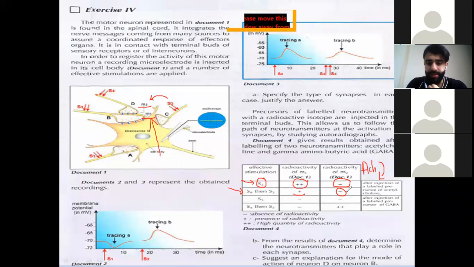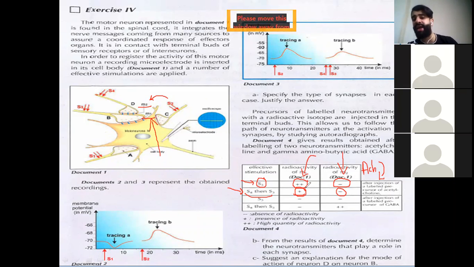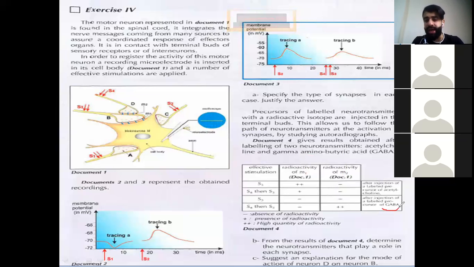Yes. Since in the results, the radioactivity of M2 was absent. So there is no acetylcholine at the level of M2, either with S3 alone or S4 with S3. Why? When we have S3 stimulation, we have a high amount, since S3 is an excitatory synapse. S3 leads to excitation, as we see here. While when we did S4 and S3, we have radioactivity, but it decreases due to the inhibitory role of the synapse due to S4. So we can deduce that acetylcholine plays a major role at the level of M1 and not at the level of M2.